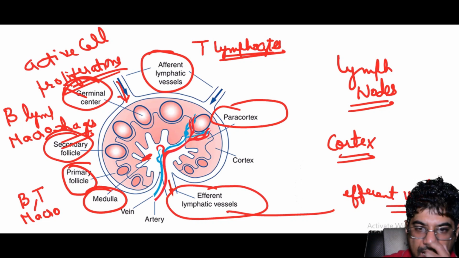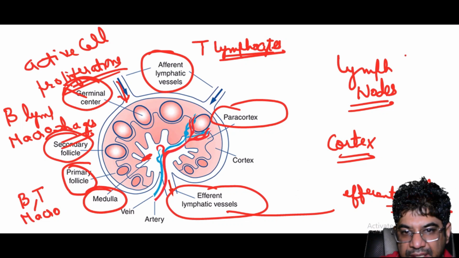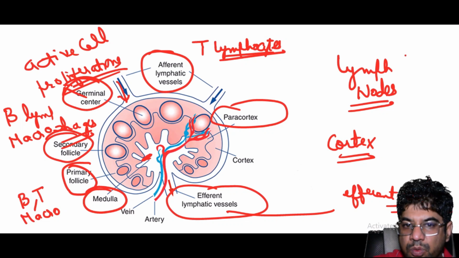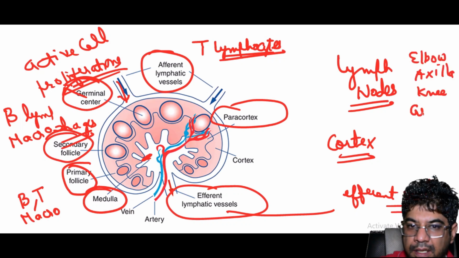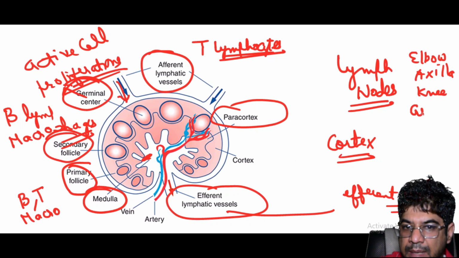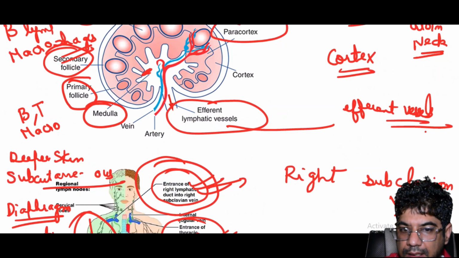So lymph enters through afferent vessels and leaves through the efferent vessels. Now lymph nodes, remember, they are located in areas like the elbow, axilla, knee, groin and neck. Now what is the function of the lymph node?